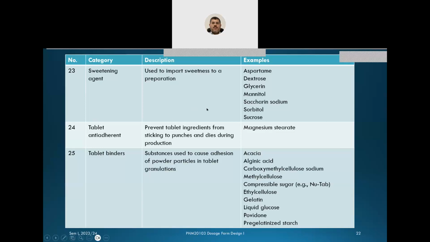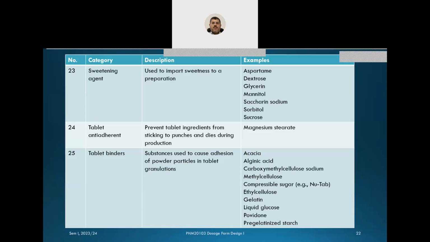So I want to add a substance, we call it anti-adherent, that will prevent the tablet ingredients from sticking to the punch and die during production. I don't want the compressed tablet to stick to the punch once it goes down and presses the powder, and go up with it. Then it will interrupt my production process. I want the punch to press into a tablet and then go up alone, and the tablet will be expelled from the machine.